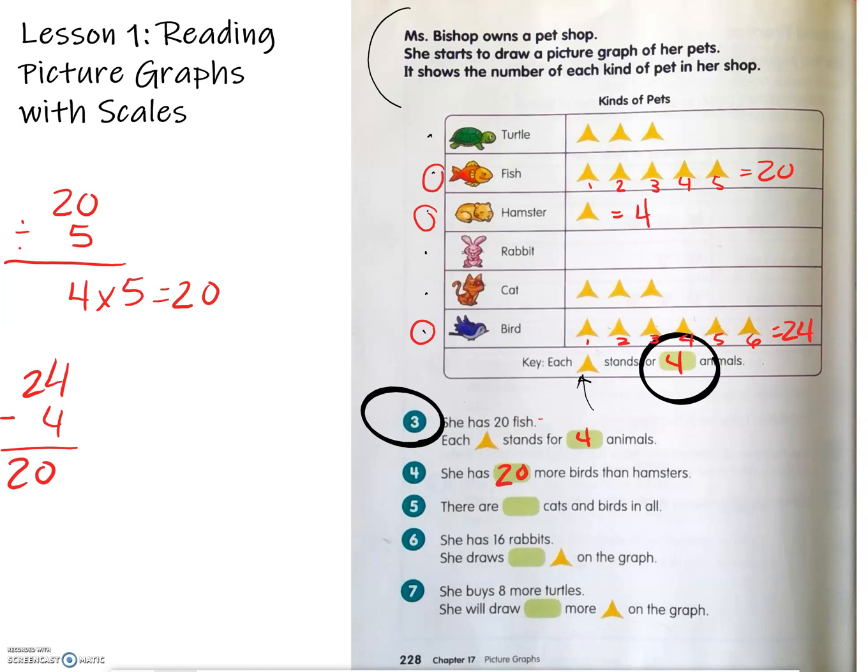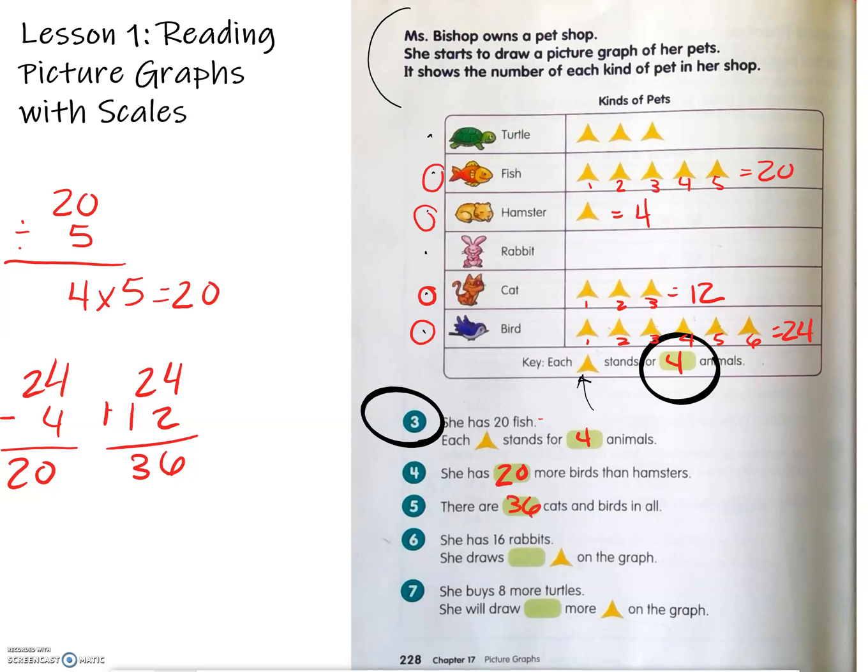There are blank cats and birds in all. So now that I already know how many birds there are, I need to find out how many cats there are. So there's 1, 2, 3 triangles here. So that's 3 times 4, which would equal 12. So 24 plus 12 gives me 36. So that's how many she has in all.